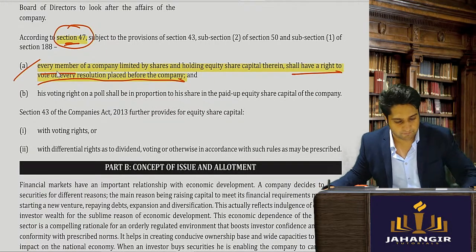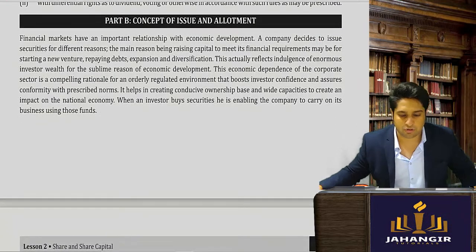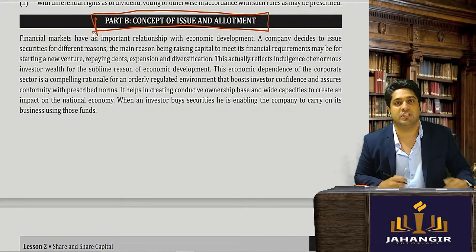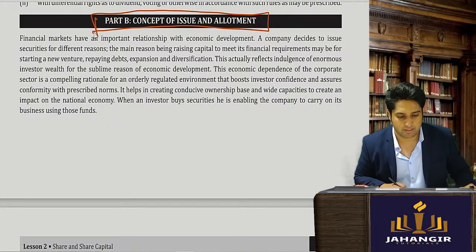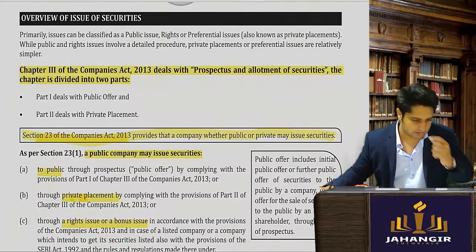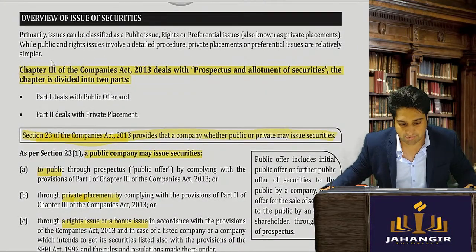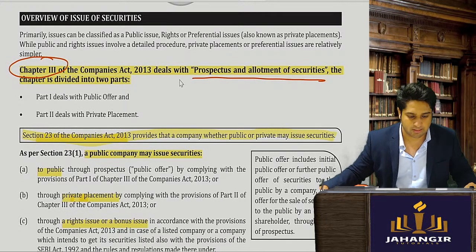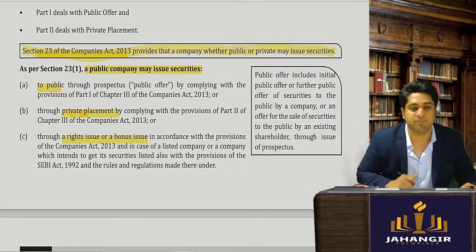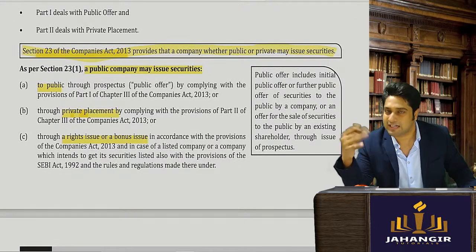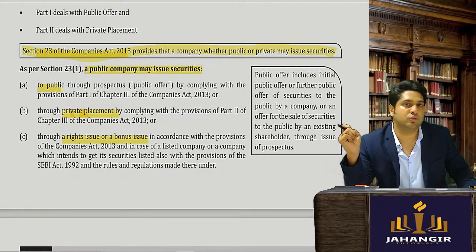Okay, so if you are a member of the company, obviously whatever is being placed, you will have a right to vote. Now coming to part B, that is the concept of issue and allotment of securities. Chapter 3 of the Companies Act talks about prospectus and allotment of securities. Now the most important section, I will also take you through some of the practical side of questions and I will see whether you know it or not.